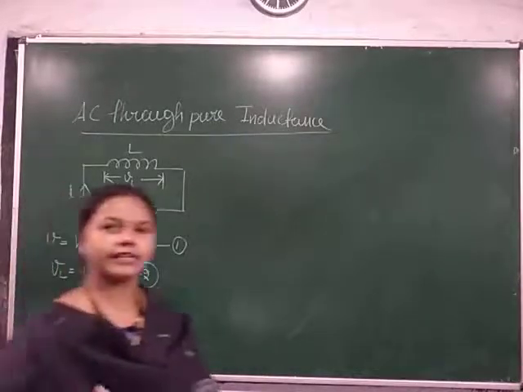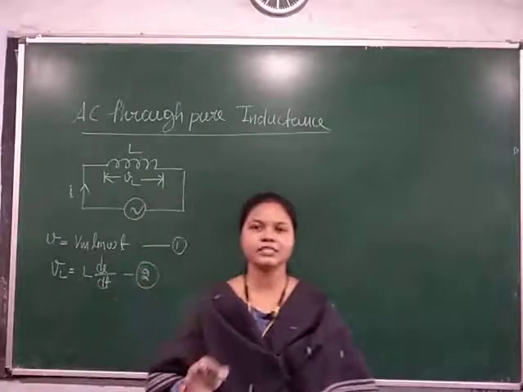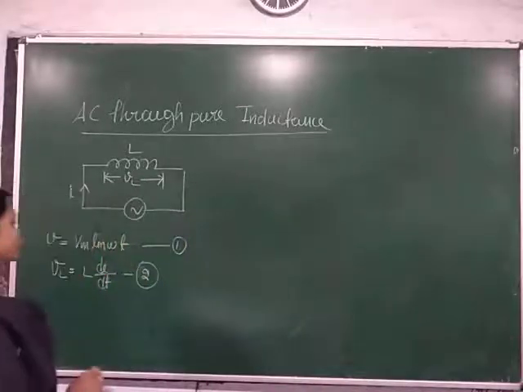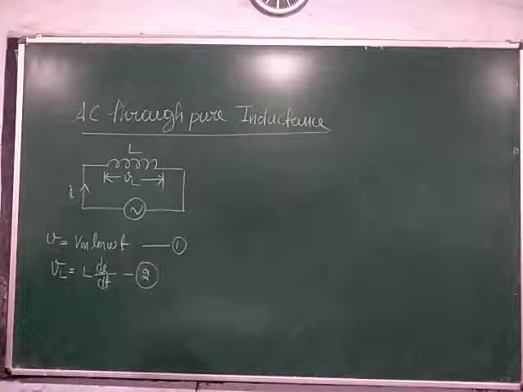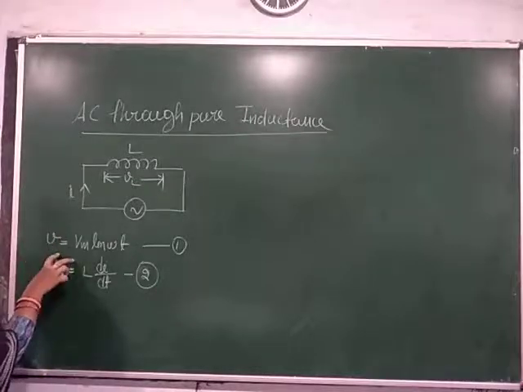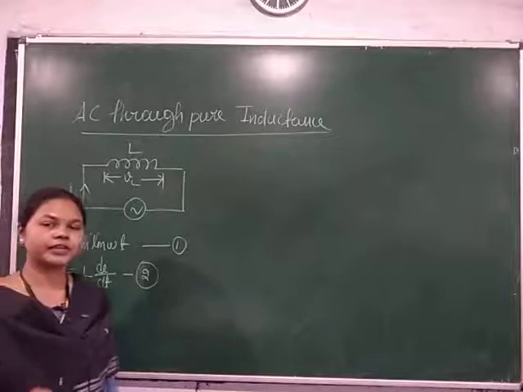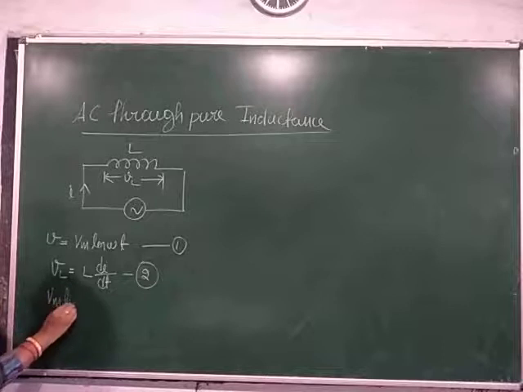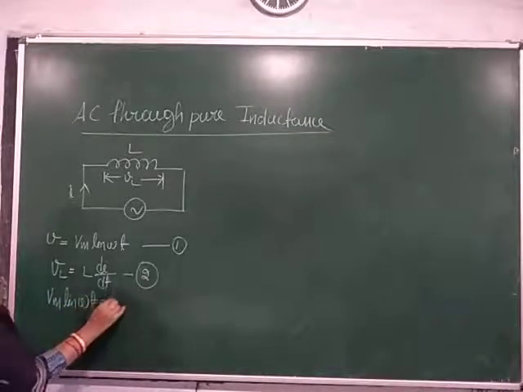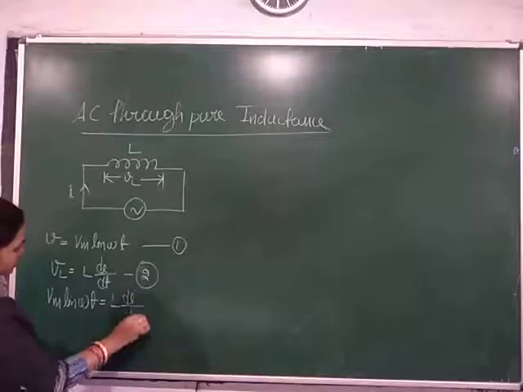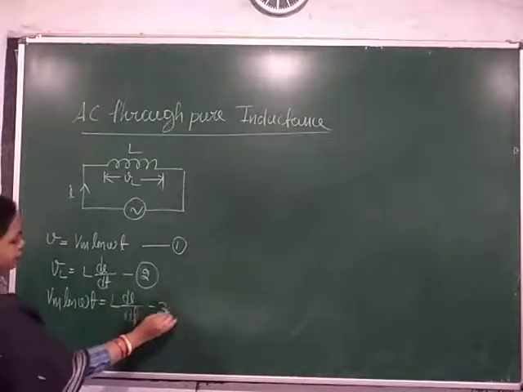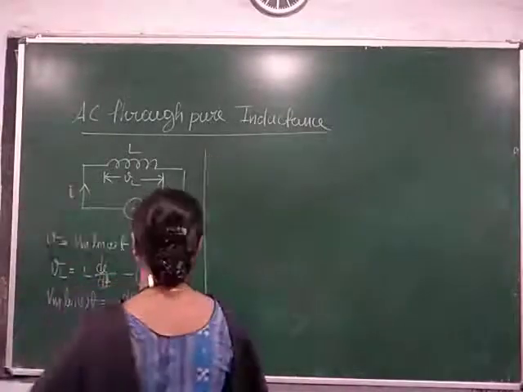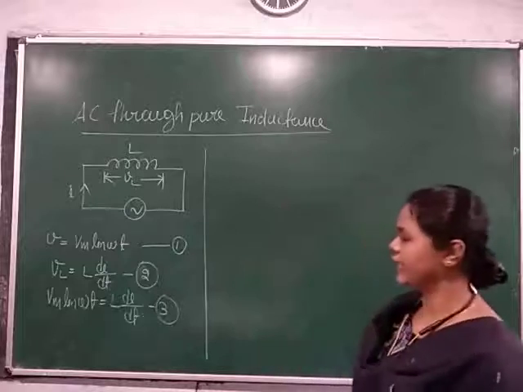Assume that this inductor has zero ohmic losses, meaning it is purely inductive, with no resistance part. So these two values, equation 1 and equation 2, are equal. Whatever the supply voltage is, that is the induced voltage across the inductor. So from this, Vm sin omega t is equal to L di by dt. If you solve this equation, you get the value of current i.